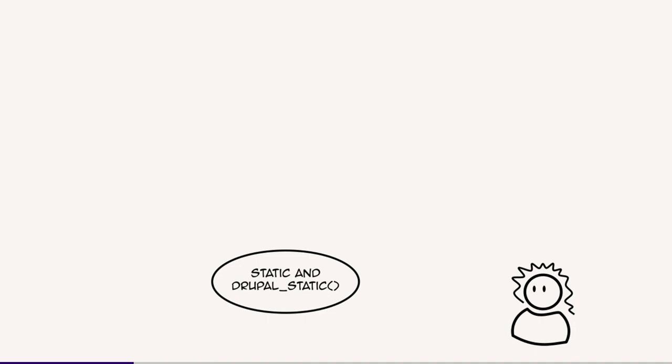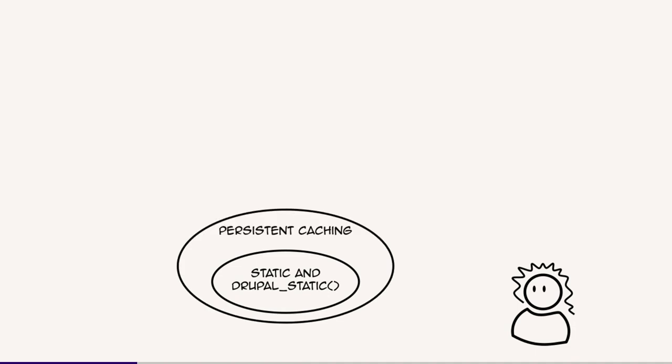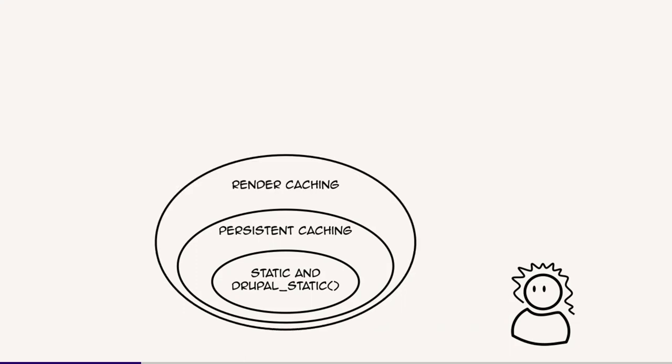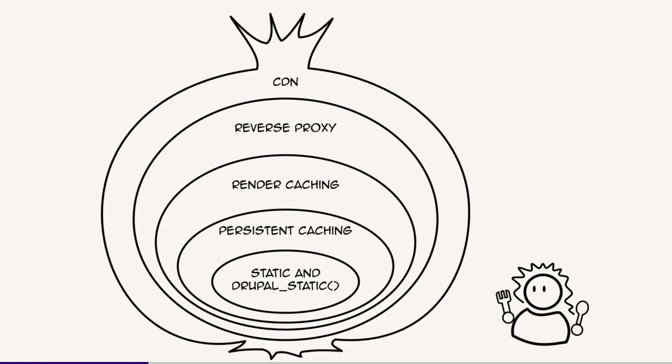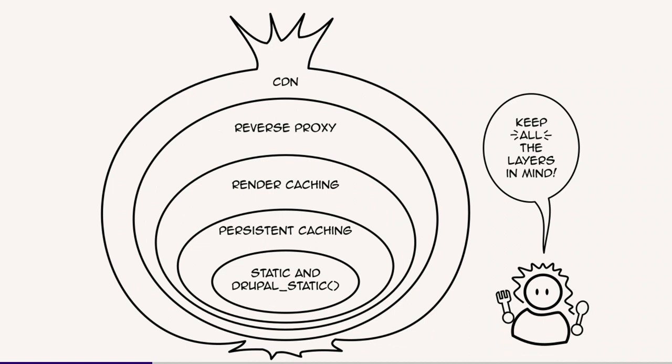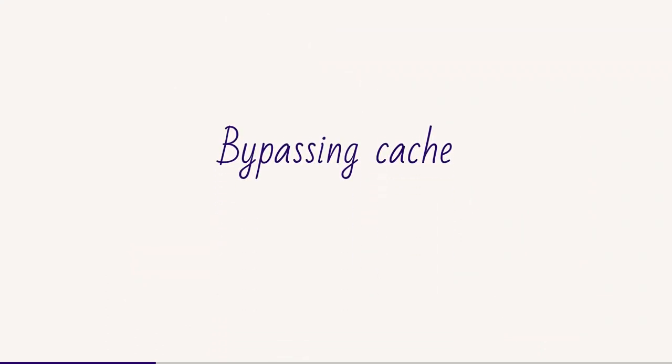At the lowest level, you have very simple things like static and Drupal static. On top of that, you might have persistent caching with the Drupal cache API. Then you might have render caching on top of that. You might be running through a reverse proxy like Varnish. And then you might have a CDN on top of all of that stuff. And you have to keep all of these layers in mind when you design for caching, not just one.